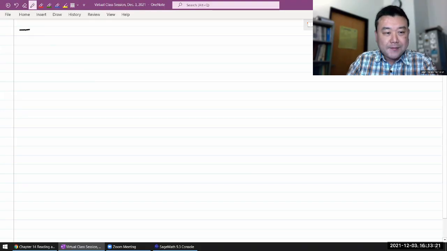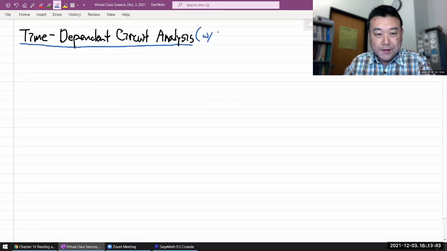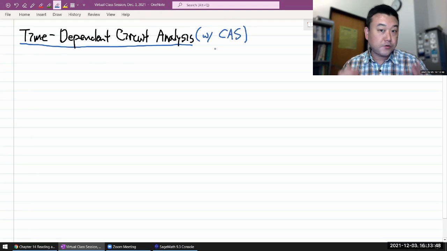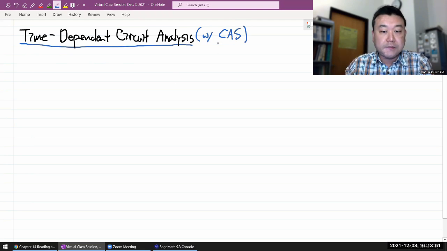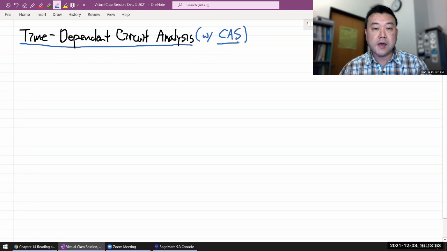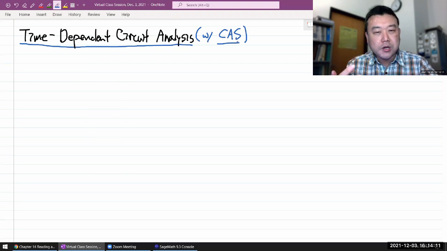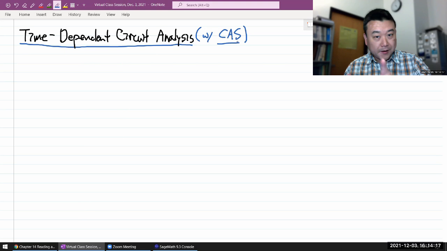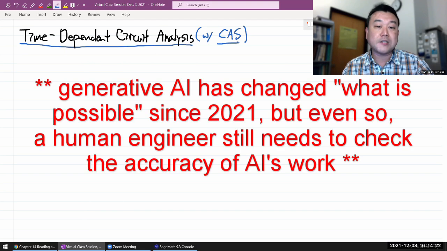Let me give it a title: Time-Dependent Circuit Analysis with a Computer Algebra System. There are still some parts that you need to do yourself. A computer algebra system is a tool like a calculator. It can automate the mechanical aspects of problem solving, but we still need human intelligence to take a look at the circuit, analyze it, and write down a set of equations that describe the system. That part so far cannot be automated, and in my opinion, it may never be possible to automate.